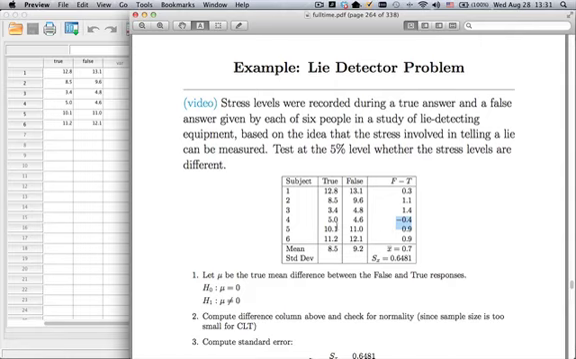So if the lie detector has absolutely no effect, then the mean should be 0, right? There should not be any difference in stress levels between telling the lie or telling the truth. So that's going to be my null hypothesis. Now, I'm going to use a 2-sided alternative since coming into this I have no prior belief as to whether stress levels would be higher or lower. So we'll just be conservative and use a 2-sided alternative.